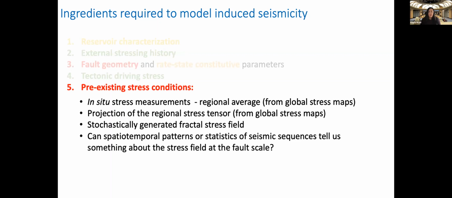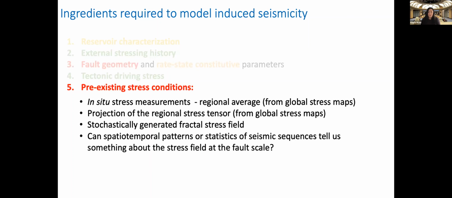So we can get an estimate of the stress orientation, at least, from regional stress maps, from borehole breakout and focal mechanism inversion data, for example. And then we can project those stress tensors onto fault surfaces. But at best, this is a smooth representation of the stress field, and we know that the stress field is inherently heterogeneous. So we can alternatively approximate that heterogeneity by using some stochastic distribution, but even then we don't know what the stress field looks like, so this is probably not accurate either.